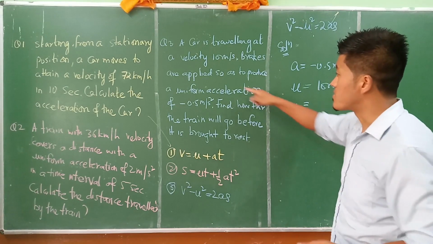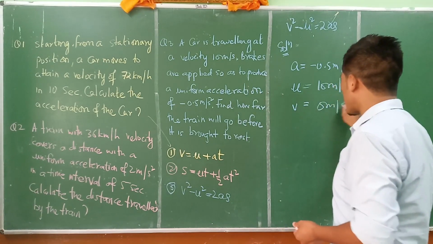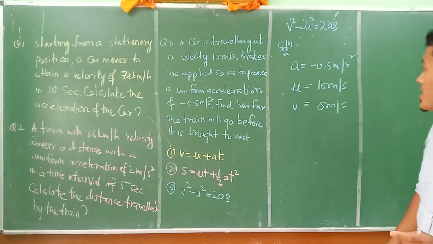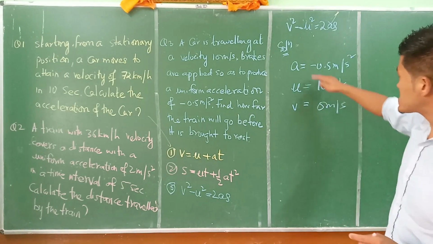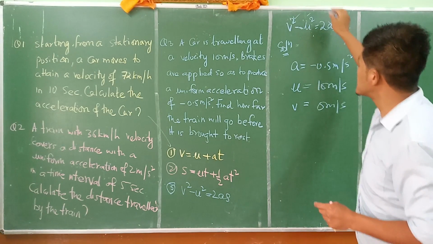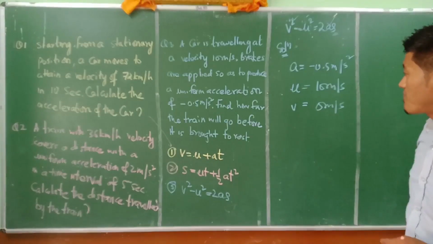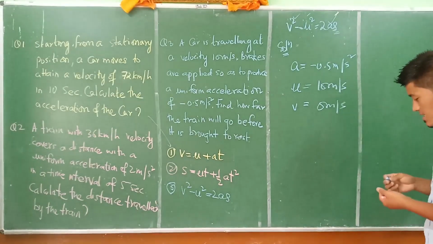And how much is the V? V is equal to 0 meter per second. Is that clear? I hope you are not confused in that, right? Okay. So now by using this, we got this. We have to find how far this particular distance is. So we are going to use this now.